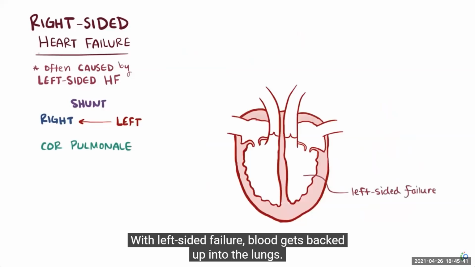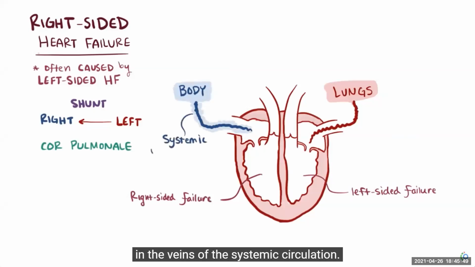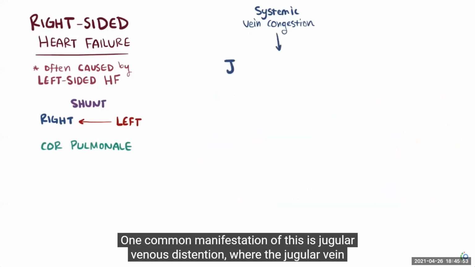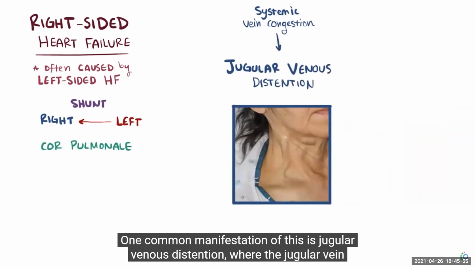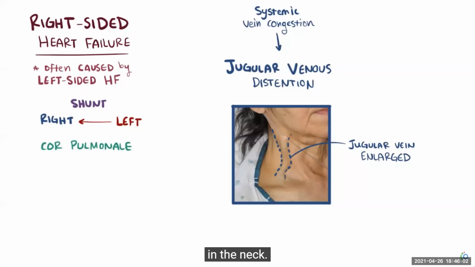With left-sided failure, blood gets backed up to the lungs. With right-sided failure, blood gets backed up to the body. And so patients have congestion in the veins of the systemic circulation. One common manifestation of this is jugular venous distension, where the jugular vein that brings blood back to the heart takes on more blood and becomes enlarged and distended in the neck.